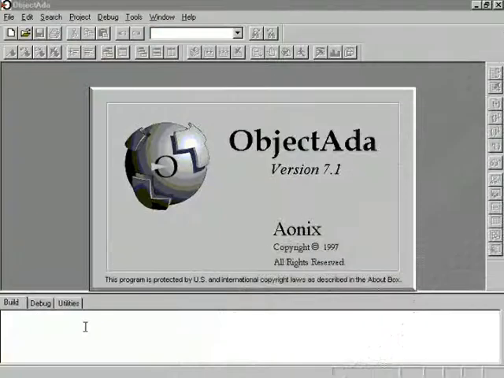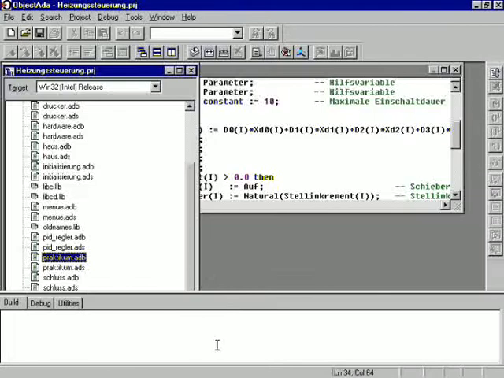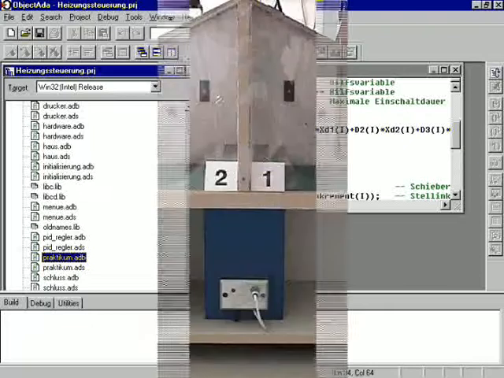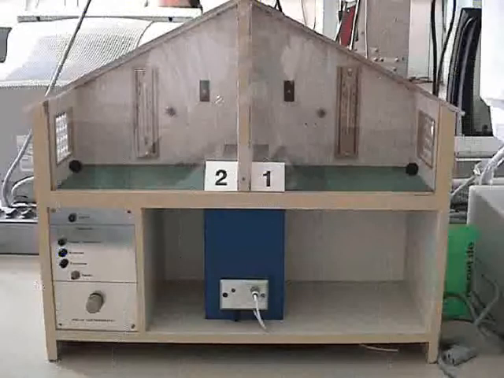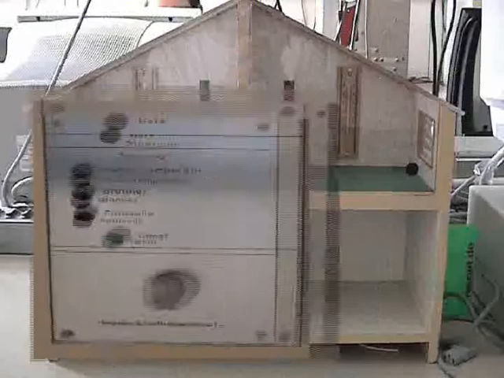Programming language ADA offers the possibility to run several processes in parallel, and you can realize time-sensitive controls. Our example shows the heating control of a house.